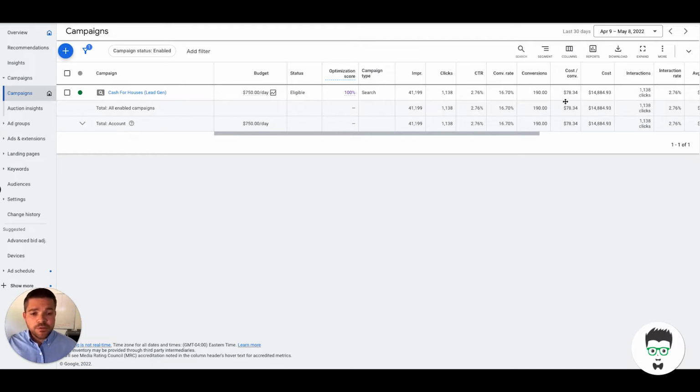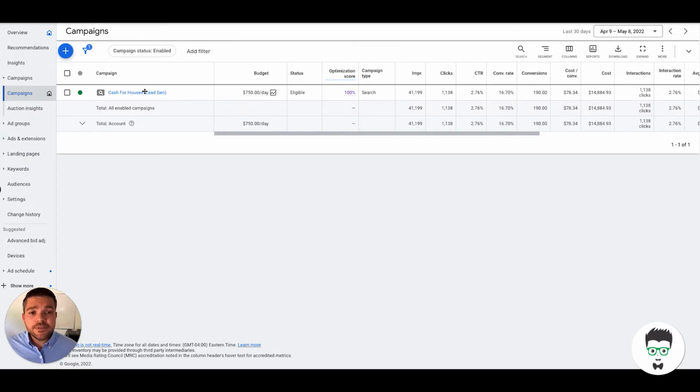$14,884.93. So this specific campaign, we're running both calls and we're running a lead gen form. So the consumer can fill out the form on the actual landing page, or they can click to call or call from a landline, the actual number that's on the page there, and all that tracks back into this campaign so that it can be analyzed.